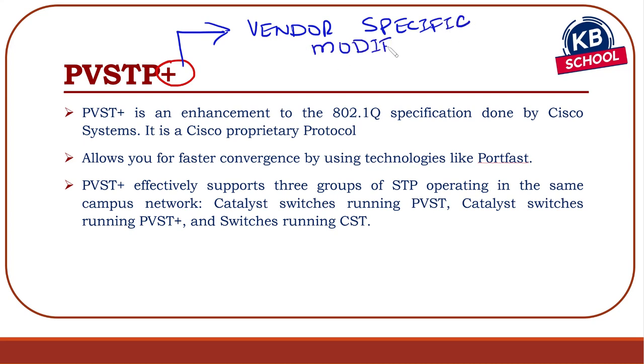Anytime you see a plus against a protocol, that's the indication. And that's exactly what Cisco did. So Cisco enhanced the 802.1q specification, and it was called PVSTP plus. And what was that? Faster convergence by using technologies like PortFast. Okay?